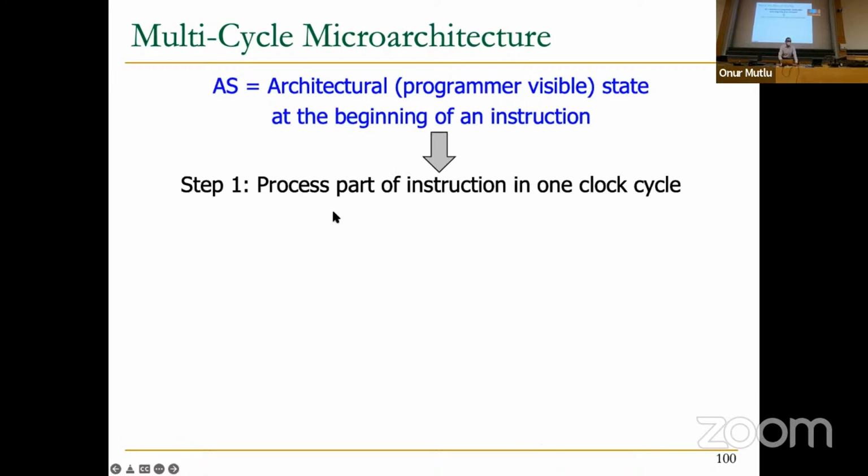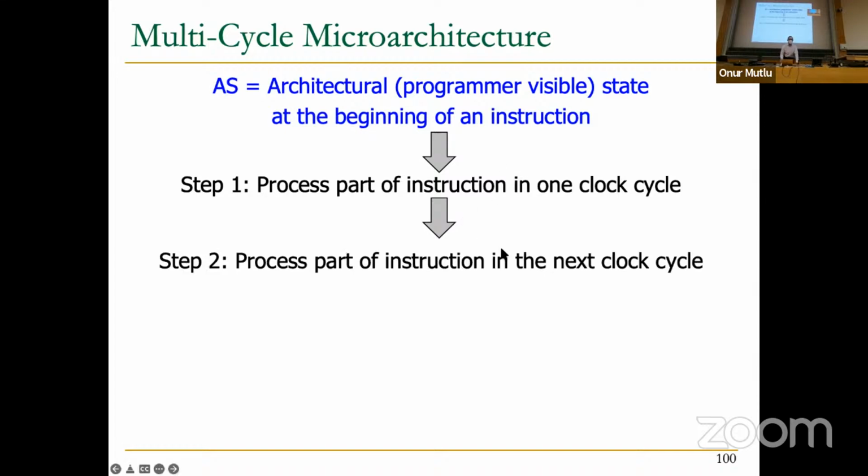In one clock cycle, process part of the instruction, generate some intermediate results, store them in some registers that are not visible to the programmer, and then process part of the instruction in the next clock cycle, and then store the intermediate results somewhere, and then keep doing this.